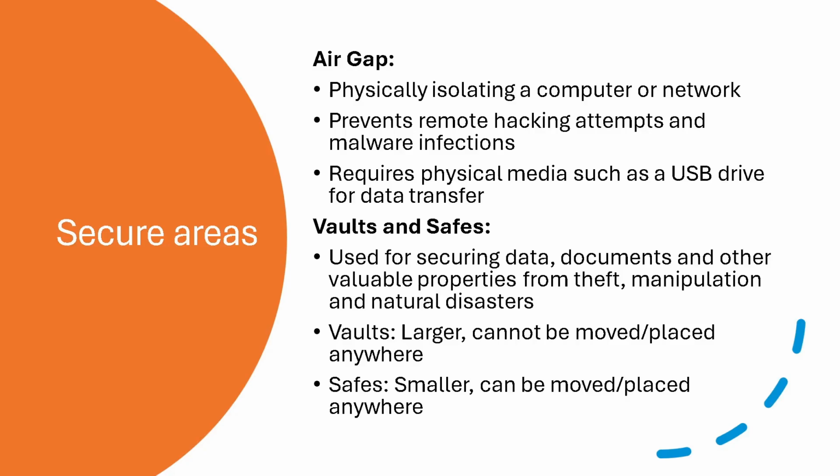Vaults and safes. Vaults and safes are both used for securing data, documents, and other valuable properties from theft, manipulation, and natural disasters. Vaults are larger and cannot be moved or placed anywhere else. Safes, on the other hand, can be moved or placed anywhere else and are relatively smaller.